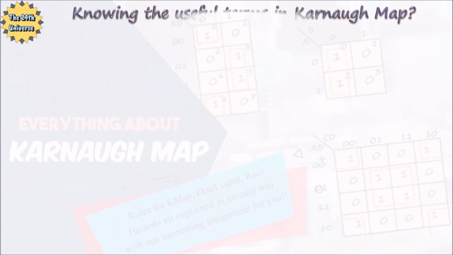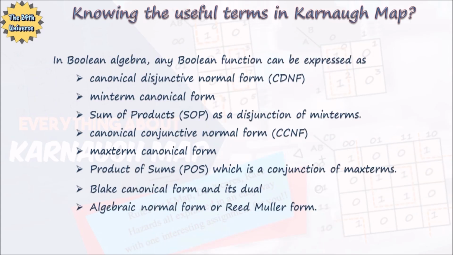In Boolean algebra, any Boolean function can be expressed in the standard or canonical disjunctive normal form, that is CDNF, minterm canonical form, or sum of products, that is SOP, as a disjunction of minterms. Also, it can be expressed as the De Morgan dual, that is the canonical conjunctive normal form, that is CCNF, maxterm canonical form, or product of sums, that is POS, which is a conjunction of maxterms. Other forms are Blake canonical form and its dual, algebraic normal form, also known as Reed-Muller.